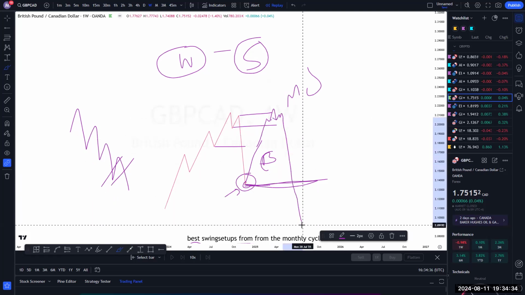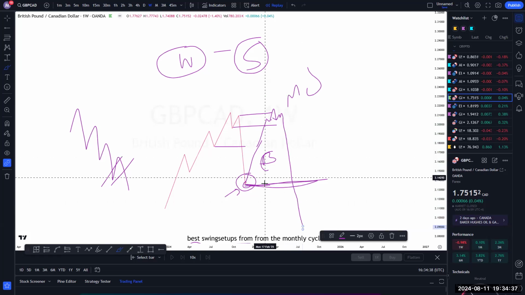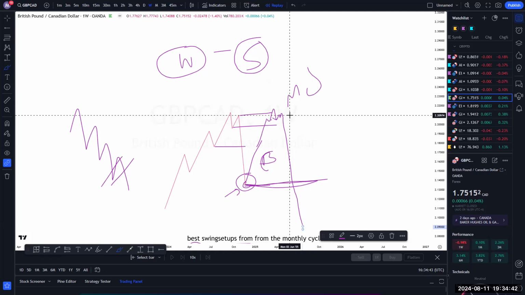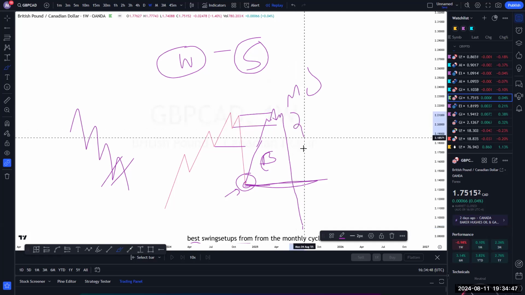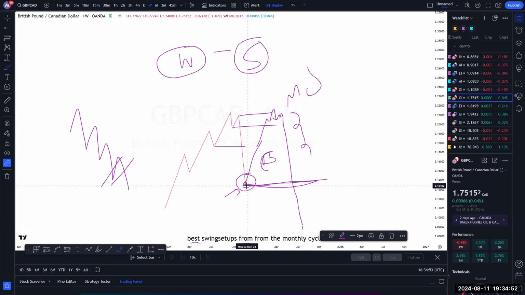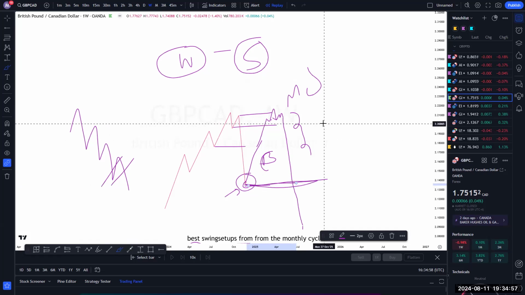monthly lows. Okay, meaning that you may hold this trade for more than 2 months because it's going to take a long time for price to form new lows. So whenever you're looking for the best swing setup, you should use the monthly cycle. Whenever you're looking for setups that are going to hold for days, for months, or for several weeks, we have to use the monthly cycle.